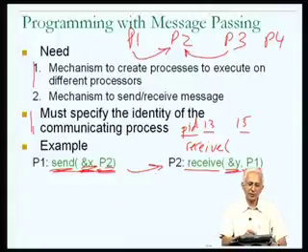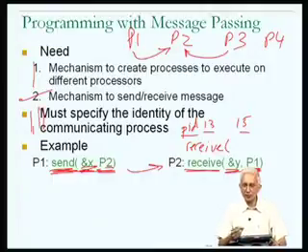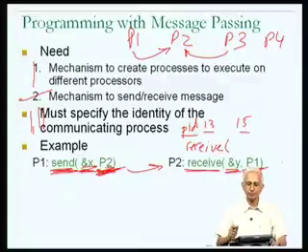All that is necessary is a mechanism for sending and receiving messages between processes, and some mechanism for creating these processes on different processors. In addition to that, a mechanism to specify the identity of another process: process P1 identifying process P2 as its communication partner, and process P2 identifying process P1 as its communication partner.